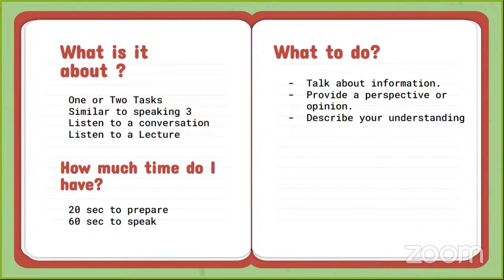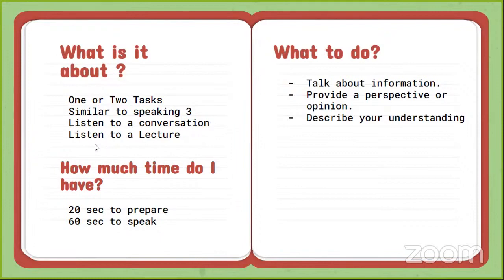In task number 5, which is about listening to a conversation, you will have to talk about the information you understood or got from the conversation. Then you will have to provide a perspective or opinion. Generally, the conversation will be about a problem and solutions. You have to talk about the problem, the possible solutions, and finally provide your opinion or perspective about it. What do you think? That is important. That is task number 5, listening to a conversation.